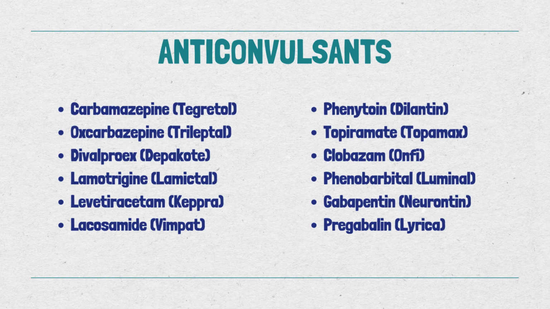Then we have gabapentin or Neurontin and pregabalin or Lyrica. And gabapentin and pregabalin, those also could belong in the musculoskeletal because, well, it's technically not musculoskeletal, but we use those for nerve pain. So when we think about pain medications, those can belong there as well.